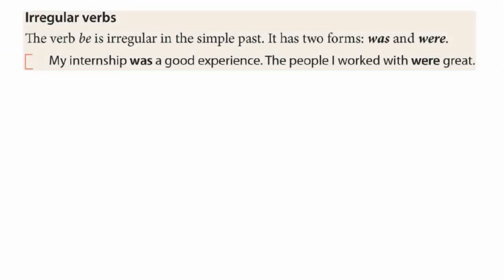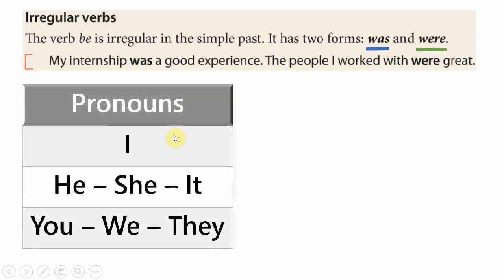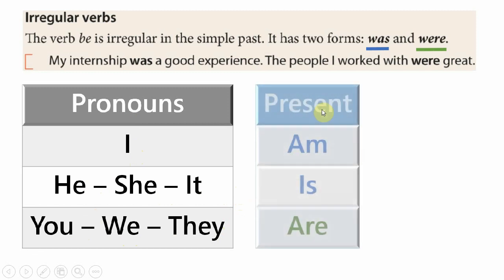Okay, let's start now with the irregular verbs. الأفعال الشاذة. The first thing that we will do is we will talk about be. Be we use in Arabic with جملة اسمية. It has two forms in the past, was and were. Okay, for example, with the pronouns ضمائر I and he, she, it, and you, we, they, we get the following.